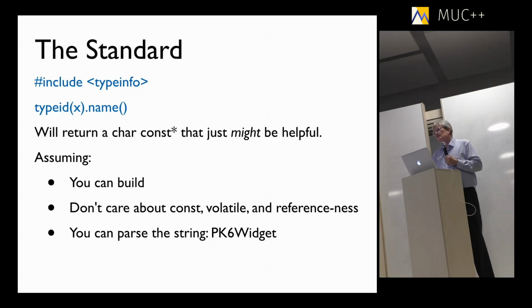But then you have to unmangle the name because the name might be PK6 widget. So you know what PK6 widget is? It's mangled. What is it? Pointer to a const widget, right? Pointer to a const widget. Of course it is. What else could it possibly be? All right. So this is not terribly helpful.